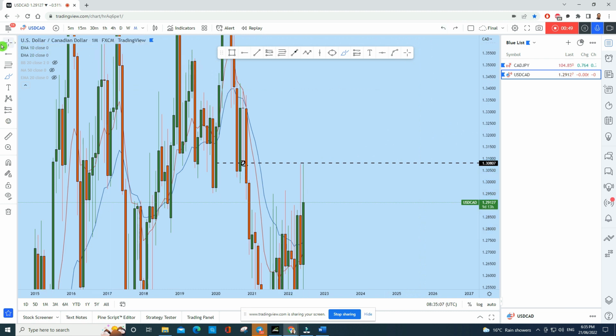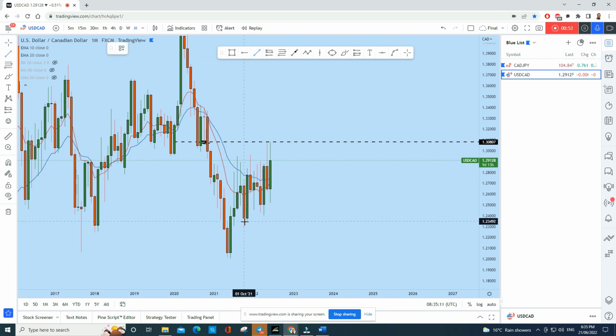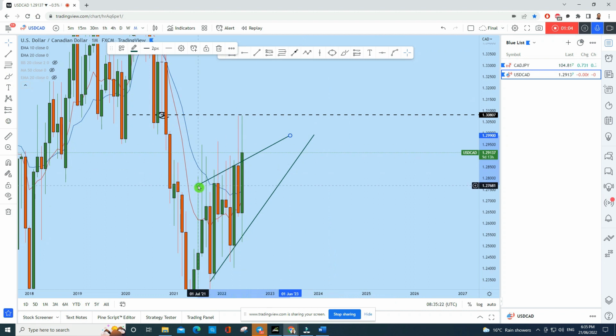Now, as you can see on the monthly time frame, USD CAD was moving along this monthly channel. If we draw this line, what we see that there is a monthly channel, and this channel is broken with this monthly candle. Now, at this point, we can expect the price to come back again to this level of resistance that has been broken to be tested as a support before creating any move.